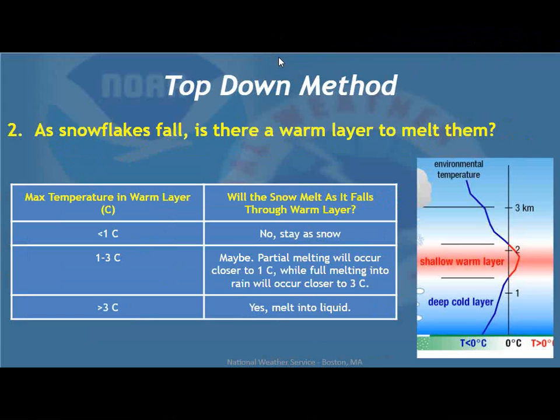But once you get into 1 to 3 Celsius, and especially above 3 Celsius, which is 37 degrees Fahrenheit, you're going to melt the snowflake completely, and then that's when you get liquid. And if it is warm all the way to the surface, then you get rain.